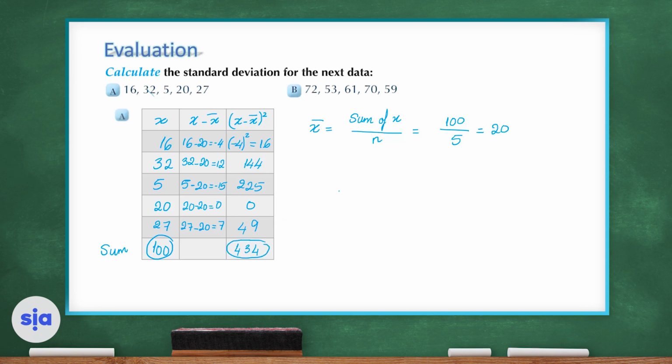After completing this table, we're now ready to find the standard deviation. Standard deviation equals the square root of the sum of x minus x bar all squared over n. Then in this case, the standard deviation is the square root of 434 divided by 5, which is approximately equal to 9.32.